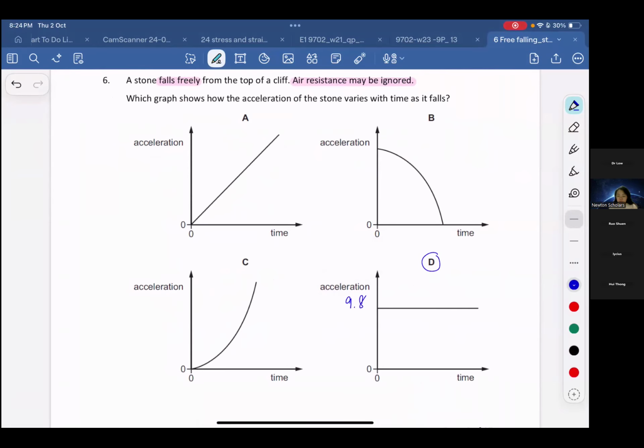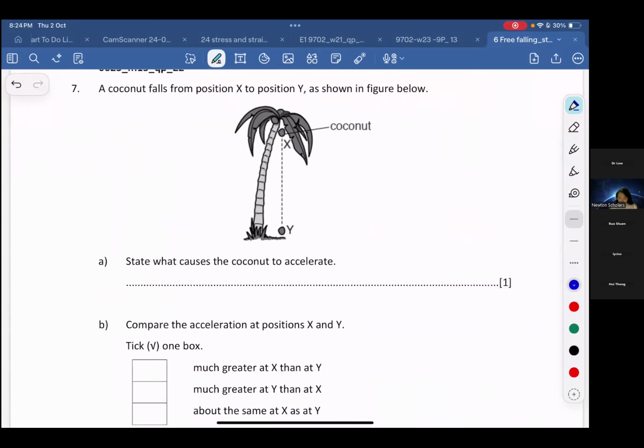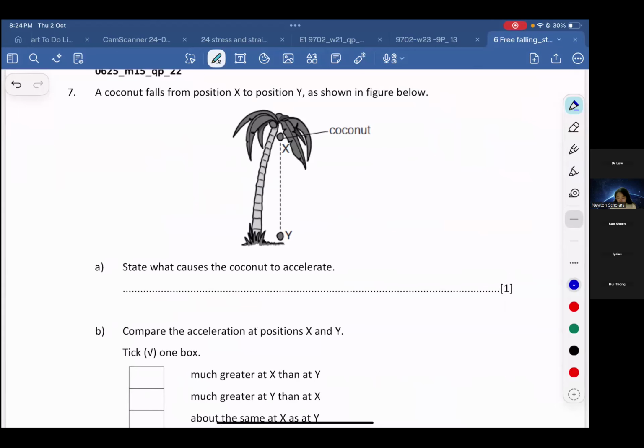Okay, no question. We go to your page 5. A coconut falls from position X to Y. What causes the coconut to accelerate? Okay, now you can change the coconut to become an apple. The apple falls and hits Newton's head. What caused the apple to fall down and accelerate?